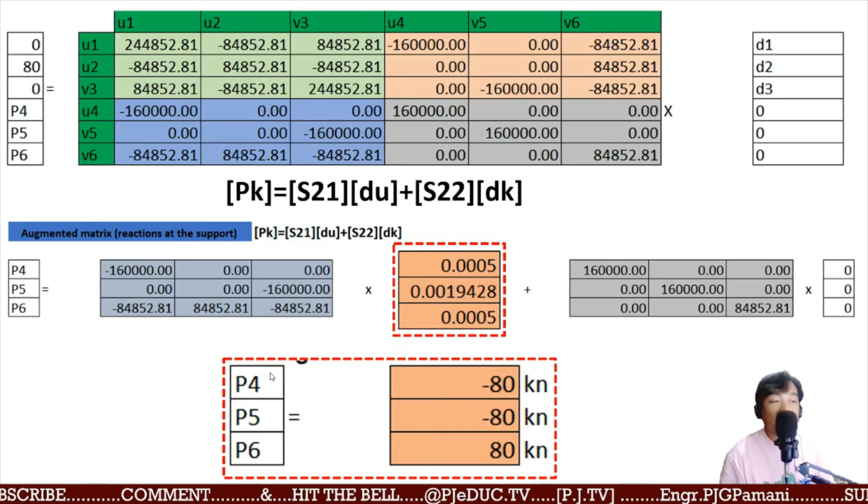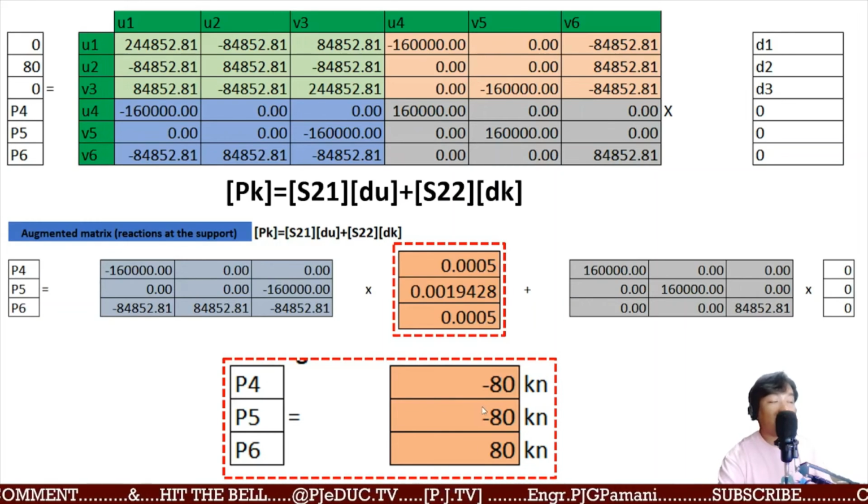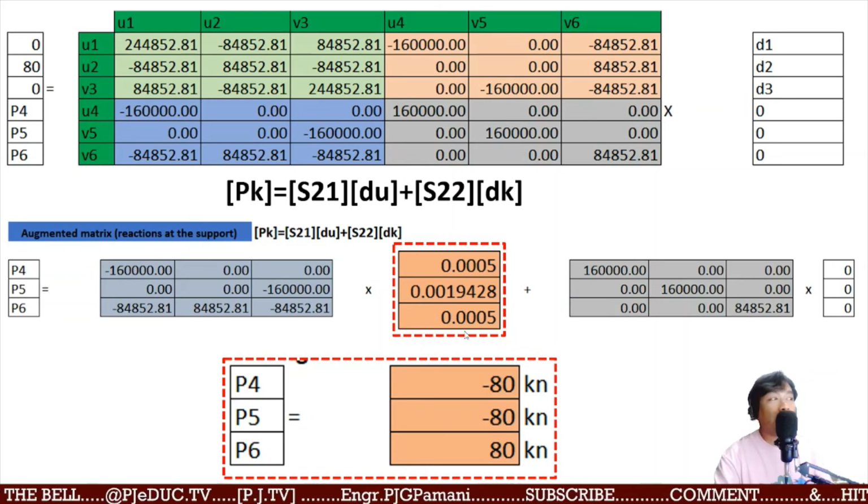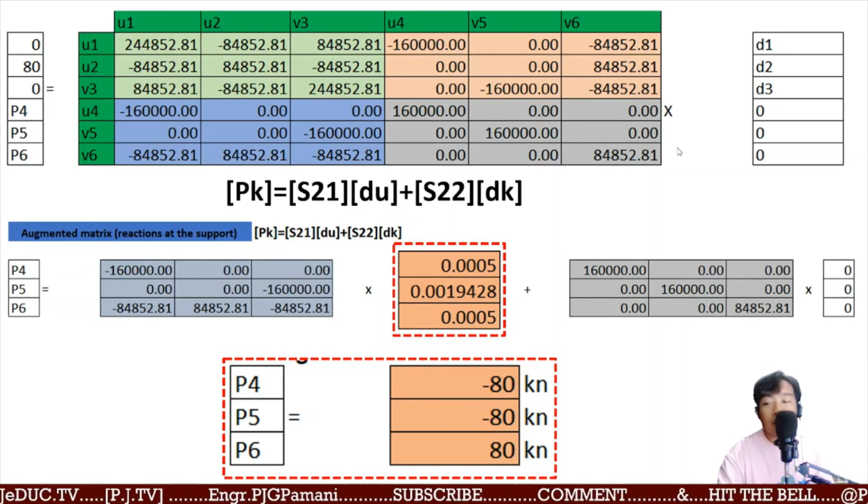The reaction at the hinge horizontally is negative 80 kilonewton. The reaction on the hinge vertically is negative 80 kilonewton, and the reaction on the roller vertically is 80 kilonewton. That's all for solving the deflection and reaction at the support.